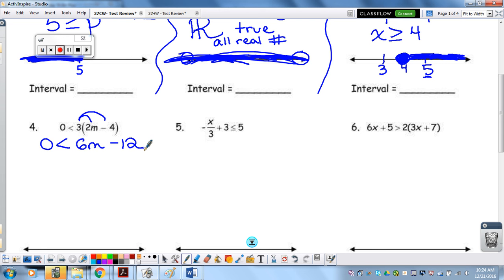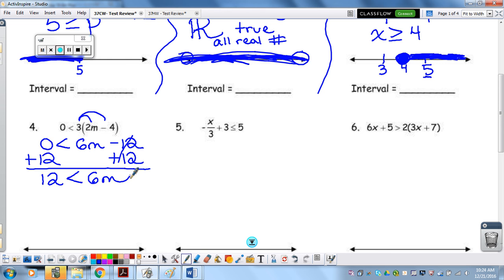So it says 6 times m. So the opposite of times. Actually, wait a minute. Hopefully you guys are thinking the same thing. So what we're actually going to do is move that 12 over to the other side. Okay, so it's a negative 12. So the opposite of negative is a positive. So that cancels out. So I have 0 plus 12 is 12 is less than 6m.